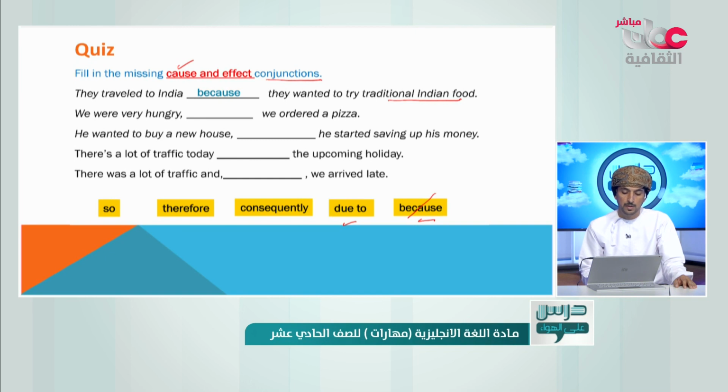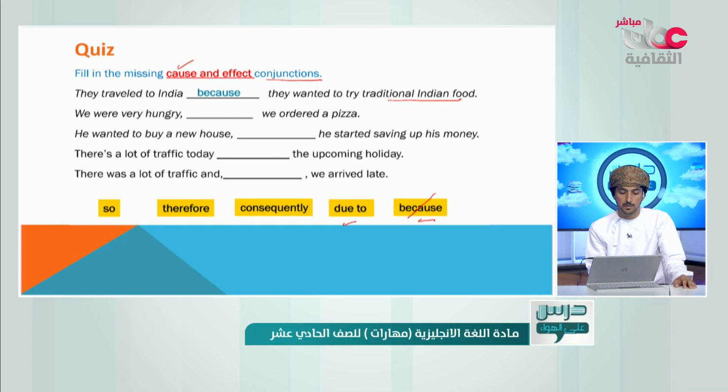They traveled to India because they wanted to try traditional Indian food. Number 2. We were very hungry. We ordered pizza. Do we have here cause or effect? We have effect or consequence.